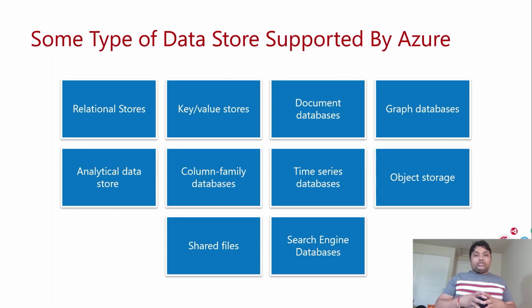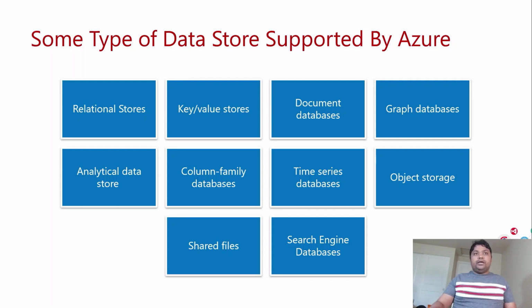We have object storage, where we keep our data in file format, like MP4, graphics-related files, JPEG, MPEG. We also keep files for sharing purposes, that is, network shared files. This is the same as object storage, but it has support for access over a network protocol. We have search-engine-related databases. This kind of data storage is supported by Azure, and these are some of the types. There are more types, but I have listed only a few for discussion purposes.